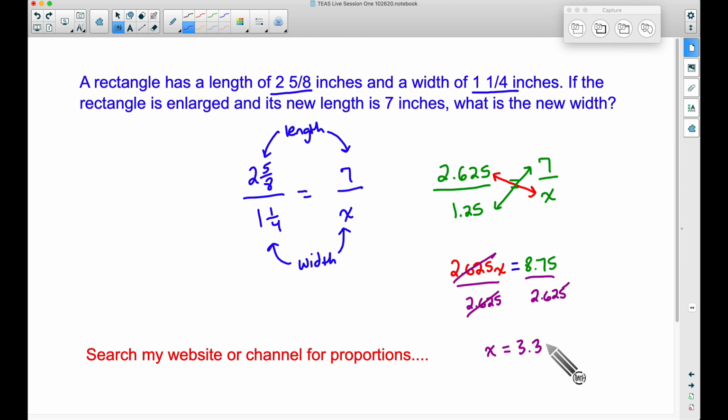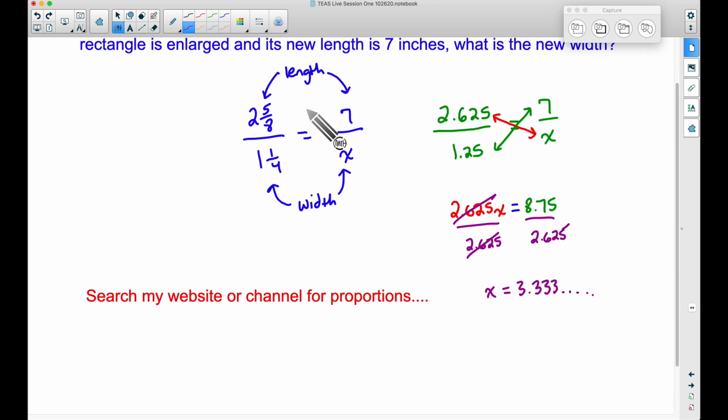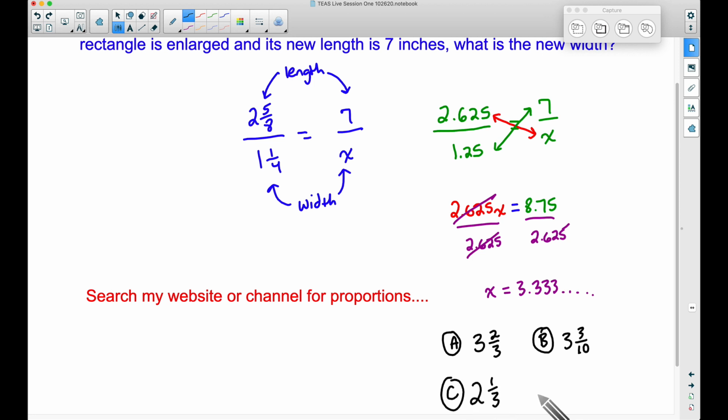Now, here is a multiple choice tip. This threes keeps on going. So, just like earlier, I took these fractions and I converted them to decimals. Well, suppose your multiple choice answers are the following. A, let's suppose it was 3 2/3. B, let's suppose it was 3 3/10. C, let's suppose it was 2 1/3. And then D, let's suppose it was 3 1/3.